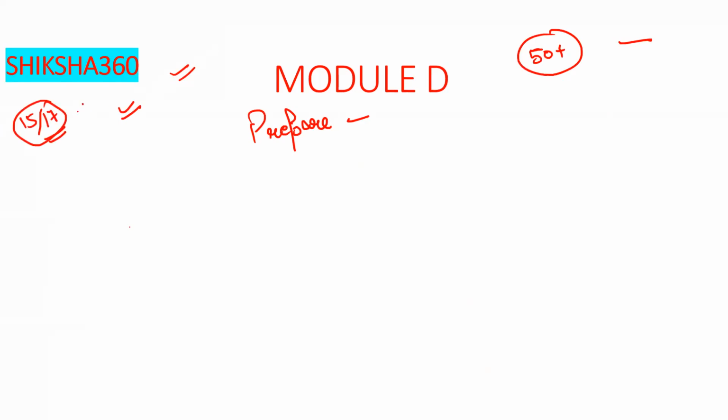Like, in one module if you are able to score 12 marks, in another module you may score 8 marks also. So you can easily score 50 plus marks. So I am giving you the way.